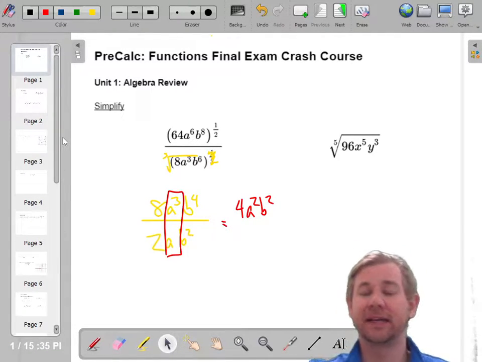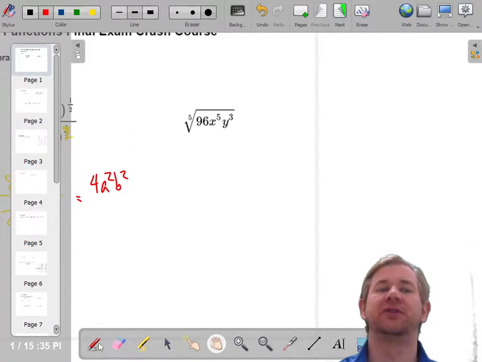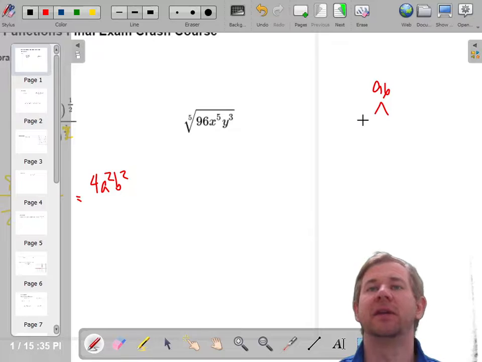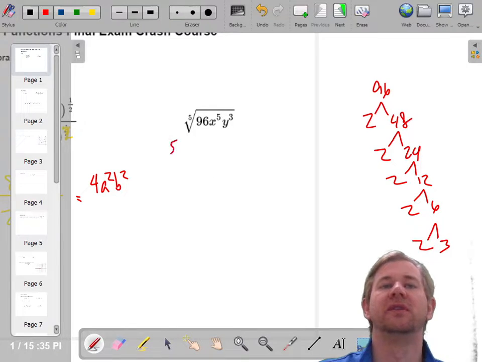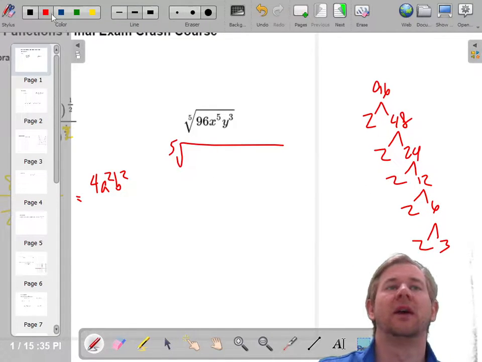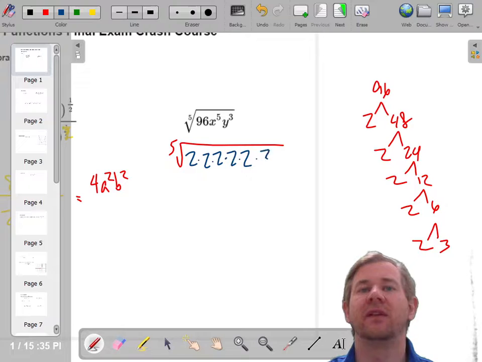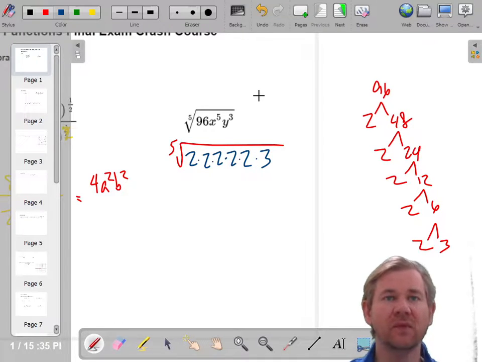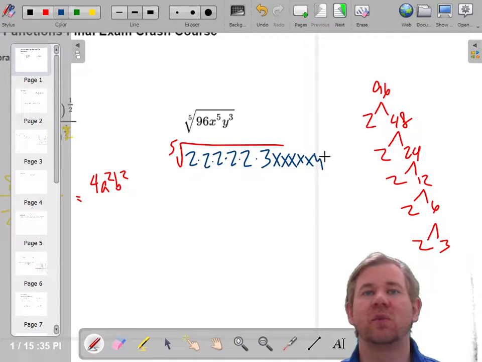Okay? Second one is a fifth root. So probably we would want to make a factor tree for 96. And I'm going to do that until it's odd. So 2 and 48, 2 and 24, 2 and 12, 2 and 6, 2 and 3. So this is the fifth root of, how many 2's do I have? 1, 2, 3, 4, 5 2's. 1, 2, 3, 4, 5, and a 3. And then x, x, x, x, x, y, y, y.